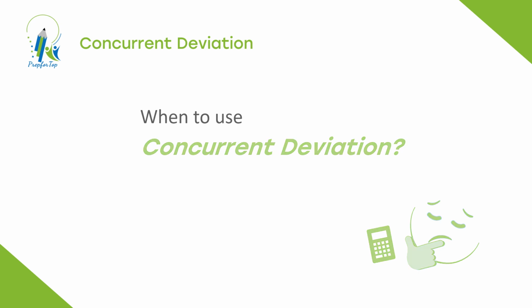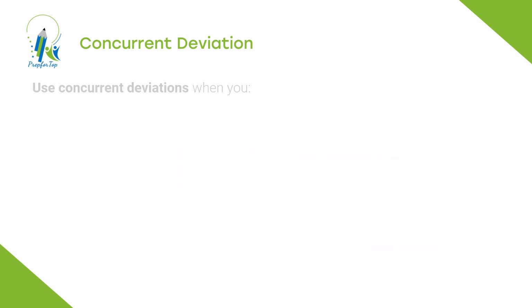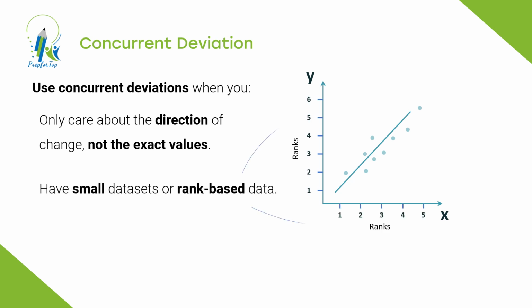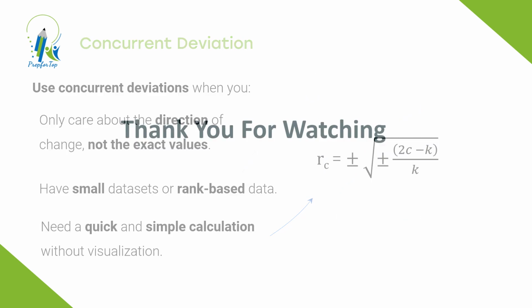When to use concurrent deviation? Use concurrent deviation when you only care about the direction of change, not the exact values. Have small data sets or rank-based data. Need a quick and simple calculation without visualization.